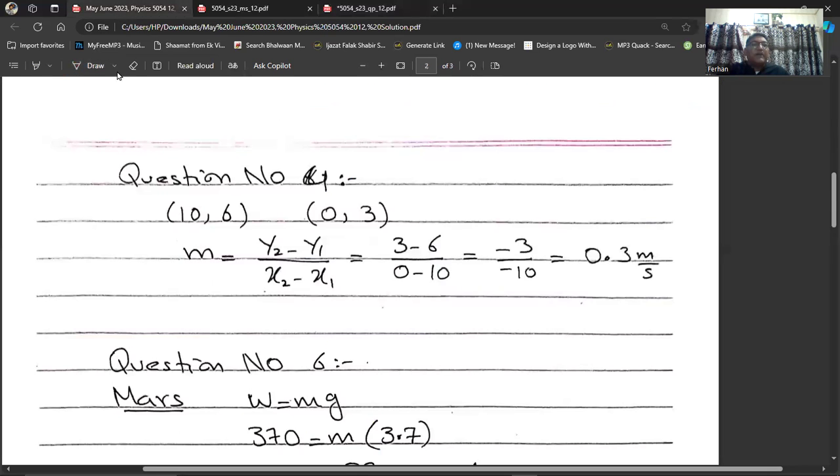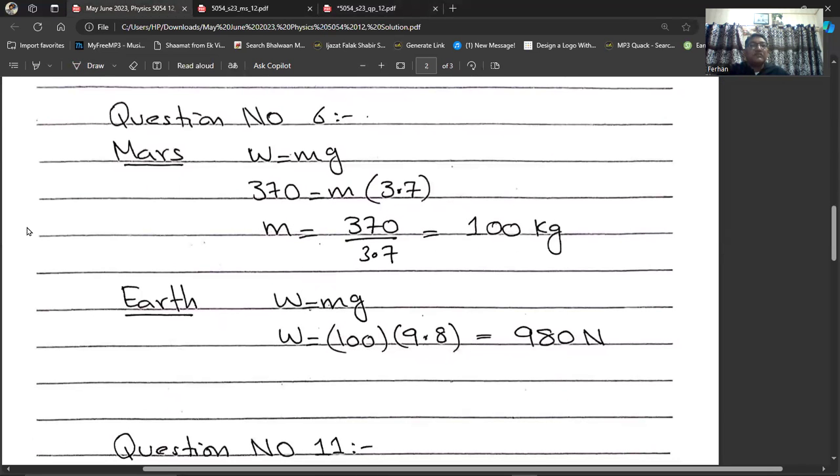I've done this on paper, question number 6. On Mars, W equals mg. Weight is 370 Newton, mass is the question, and the g value on Mars is 3.7 Newton per kg. So m will be 370 divided by 3.7, that will be 100 kg. Whatever is the mass of that object on Mars, the same is its mass on the Earth.